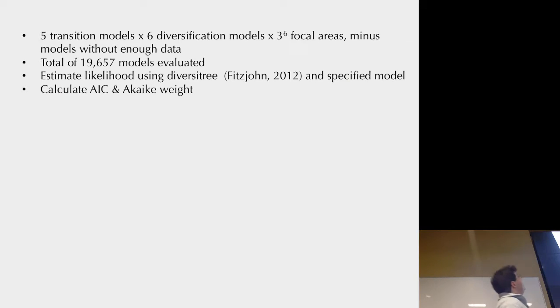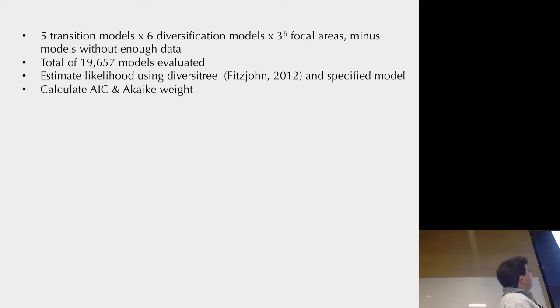So how bad is it? So 5 transition models by 6 diversification models by 3 to 6 focal areas. It's a big space. Okay, once you throw out the ones where we don't have enough data, we get down to only 19,000 models to look at. Okay, so here comes our carbon footprint. Right, so we fire up the cluster, start running things.